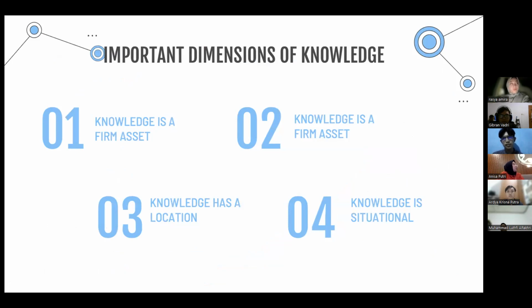The first of the important dimensions of knowledge is knowledge as an asset. Knowledge is an intangible asset, and the transformation of data into useful information and knowledge requires organizational resources. Knowledge is not subject to the law of diminishing returns as are physical assets, but instead experiences network effects as its value increases as more people share it.